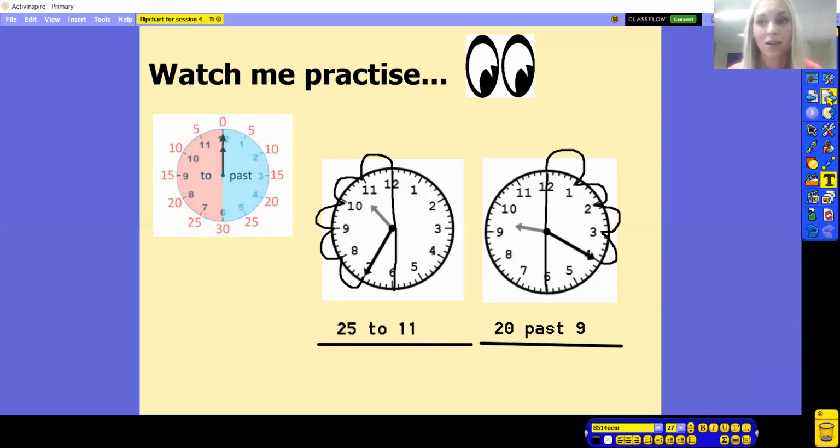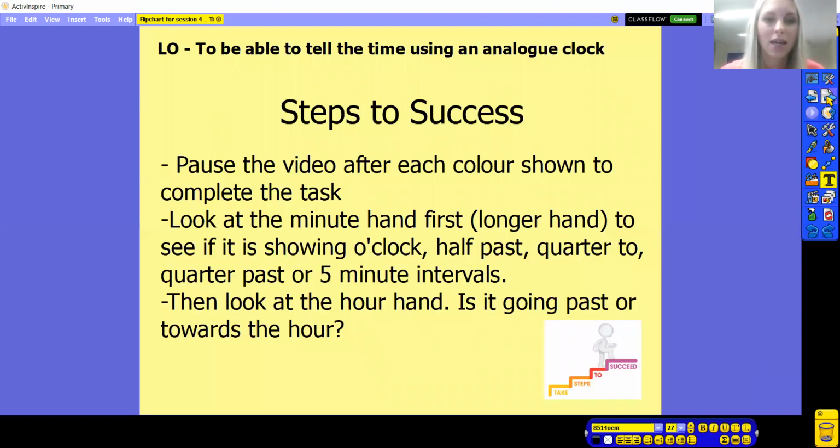Now it is your turn. So your steps to success today, make sure that you've paused the video after each colour shown to you so that you can complete the task in chunks. It can be quite overwhelming if you watch the whole video and then go back and try and do some of the earlier tasks because there's a lot of information in here.